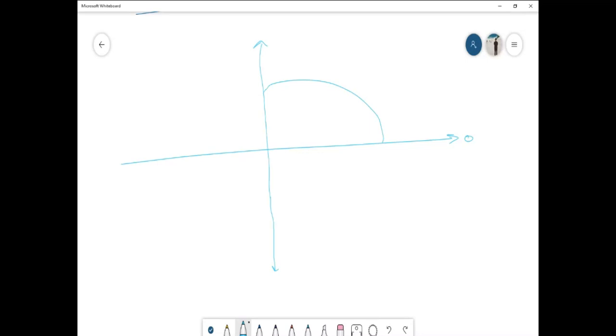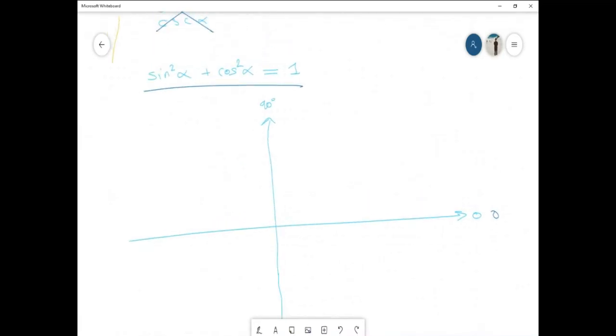Let's say that this is 0 degrees. When I go from here to here, the angle will be 90 degrees. So this will be 90 degrees, or in terms of radians, this is 0 as well, and this is pi over 2 in terms of radians. This is in terms of degrees, this is in terms of radians.